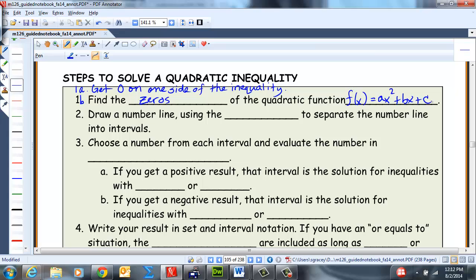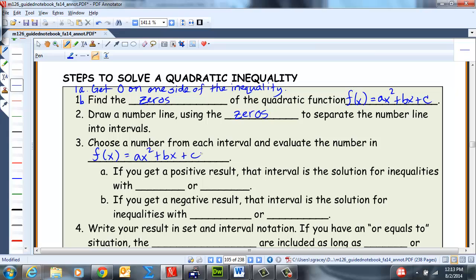Then you draw a number line using the zeros. If there are no zeros, you would test any number in the interval. But if there are zeros, you're going to end up separating the number line into intervals. If you have 1 zero, you'd get 2 intervals. 2 zeros will yield 3 intervals. And no real zeros will give you 1 big happy interval. Then you choose a number that is not the zero from each interval and evaluate the number in your function, f of x is ax squared plus bx plus c.